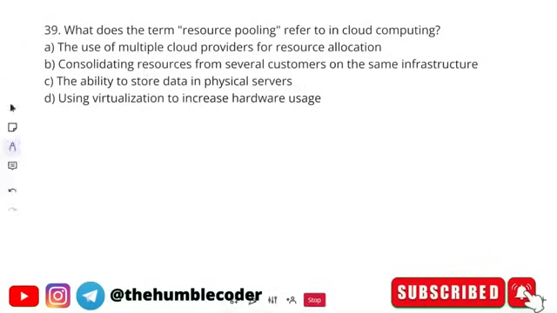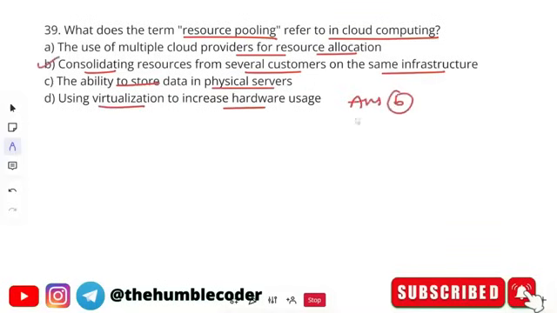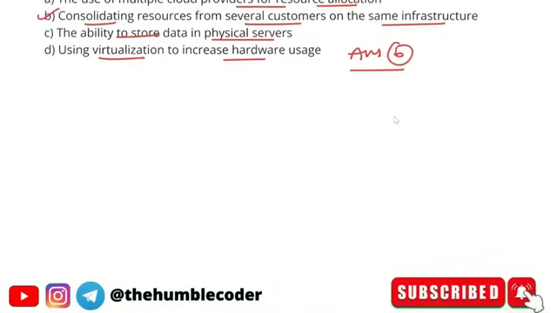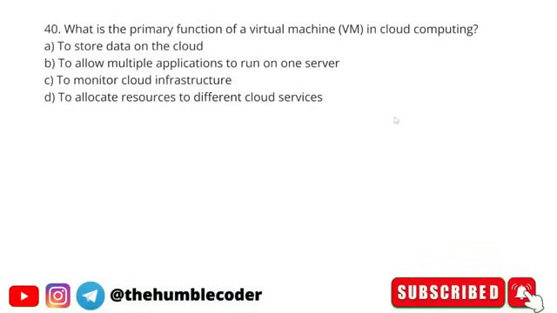What does the term resource pooling refer to in cloud computing? Okay, let's see the options that we have. The use of multiple cloud sub providers for resource allocation. Option B is consolidating resources from several customers on the same infrastructure. Option C is the ability to store data in physical servers. And option D is using virtualization to increase the hardware usage. So correct answer is option number B, that is consolidating resources from several customers on the same infrastructure. Moving on to our next question.